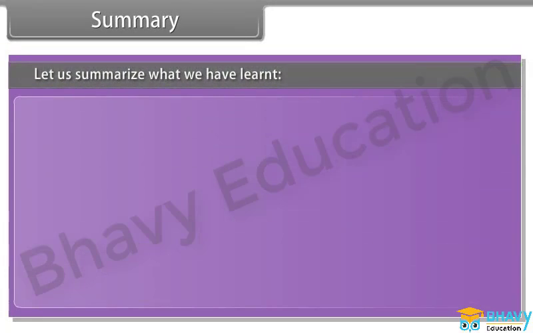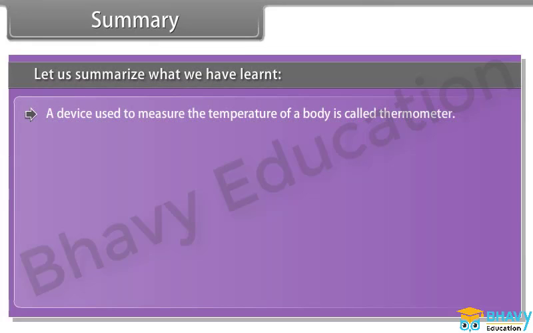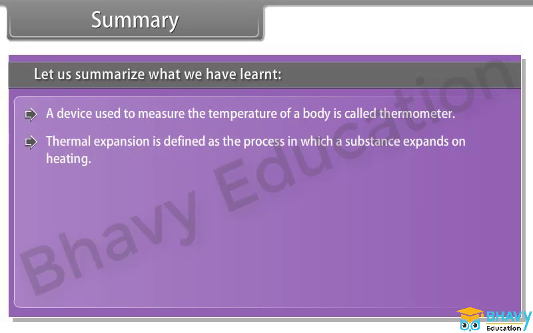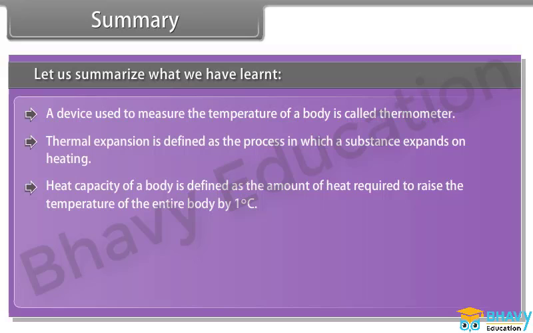Summary. Let us summarize what we have learned. A device used to measure the temperature of a body is called a thermometer. Thermal expansion is defined as the process in which a substance expands on heating. Heat capacity of a body is defined as the amount of heat required to raise the temperature of the entire body by 1 degree Celsius.